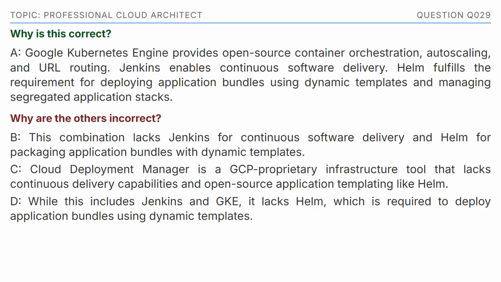B. This combination lacks Jenkins for continuous software delivery and Helm for packaging application bundles with dynamic templates. C. Cloud Deployment Manager is a GCP proprietary infrastructure tool that lacks continuous delivery capabilities and open-source application templating like Helm. D. While this includes Jenkins and GKE, it lacks Helm, which is required to deploy application bundles using dynamic templates.